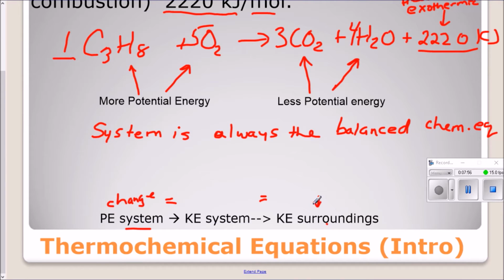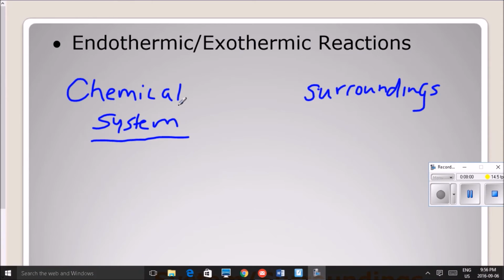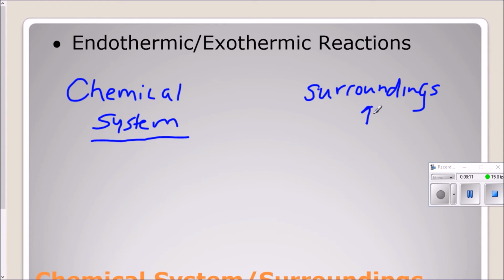So next, what we're going to learn about is our chemical system, which I explained is the chemicals and the balanced chemical equation, and the surroundings. Now I want you to know that we can only ever measure the surroundings. We can never directly measure the system. So we can only ever measure the surroundings, okay?